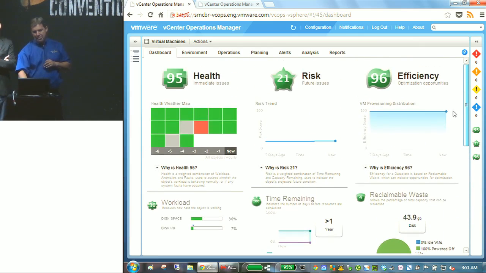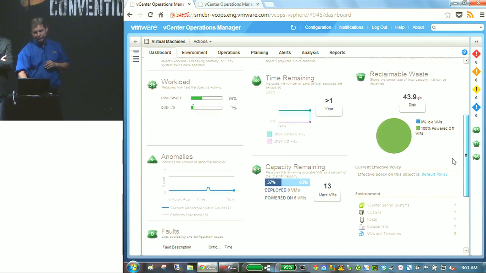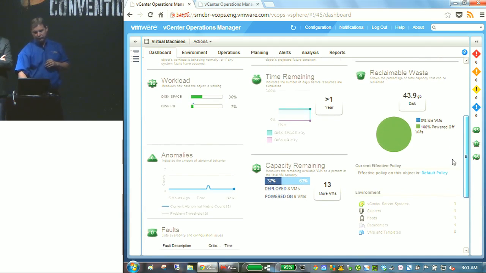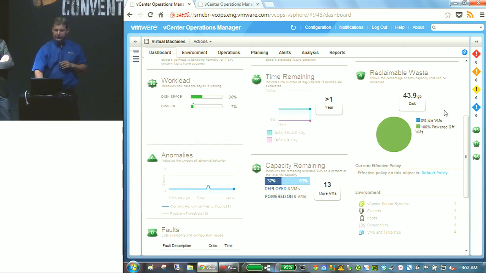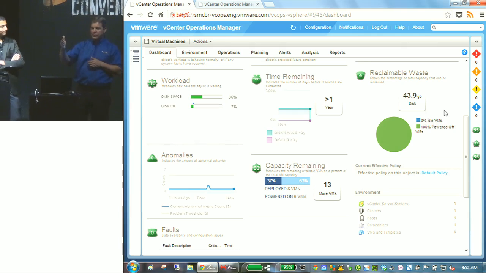A lot of these settings you can also define in a policy. So you can take a group of VMs, call it production or test, etc., and you can change how the product behaves for those specific groups. And you can move the sliders based on what you want health, risk, and efficiency to be.